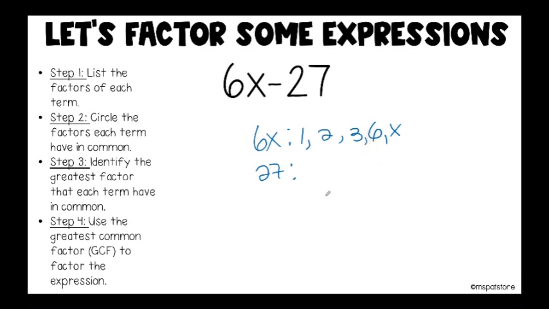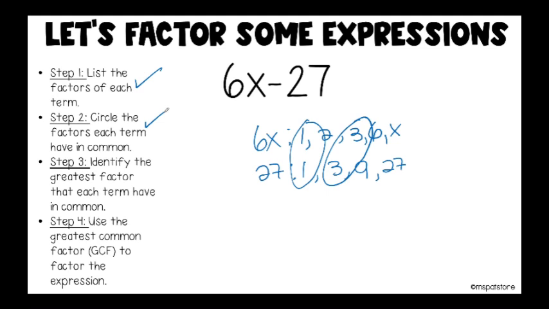There you go. Now I need to think about 27. So 1 times 27 is 27. And also 3 times 9 is 27. Okay? So I am done with step number 1. Step number 2, it says, circle the factors each term have in common. So I see that they have 1, and they also have 3 in common, okay?